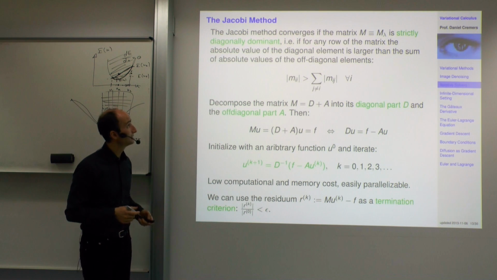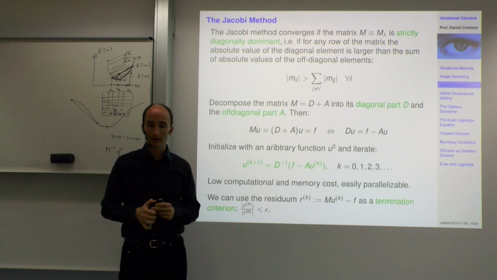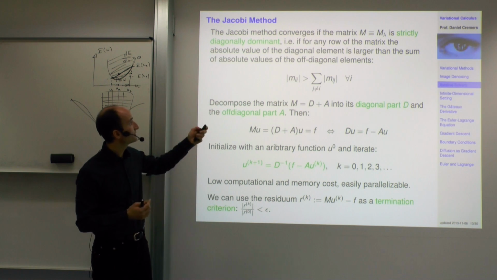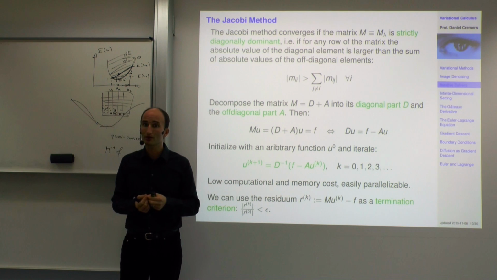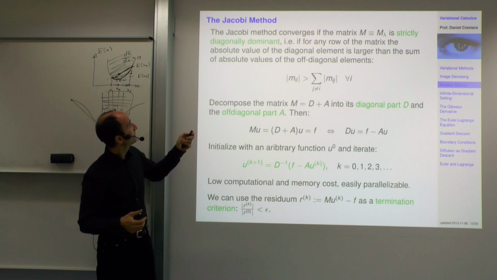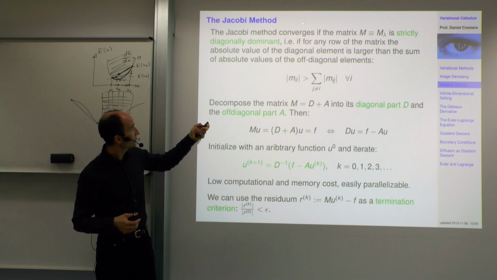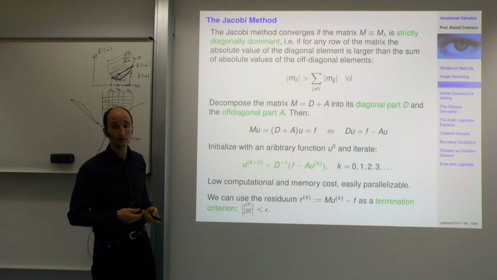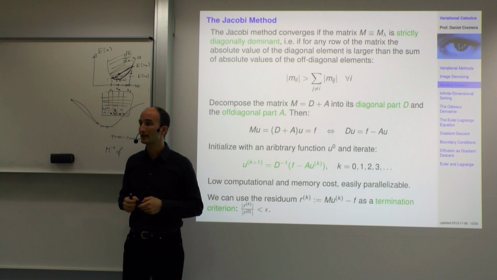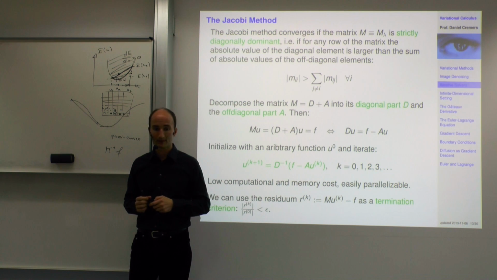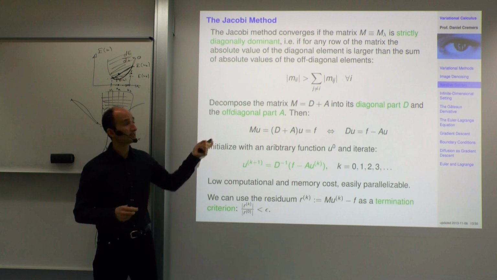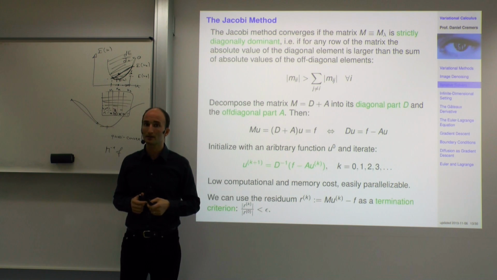Here's the Jacobi method. It turns out the Jacobi method works to compute the solution, not invert the matrix, but directly compute the solution to your linear equation system, and it works if it converges. It's an iterative algorithm that provably converges to the optimum if your matrix M is strictly diagonally dominant. That means your matrix M is such that the diagonal elements are larger than the off-diagonal ones.